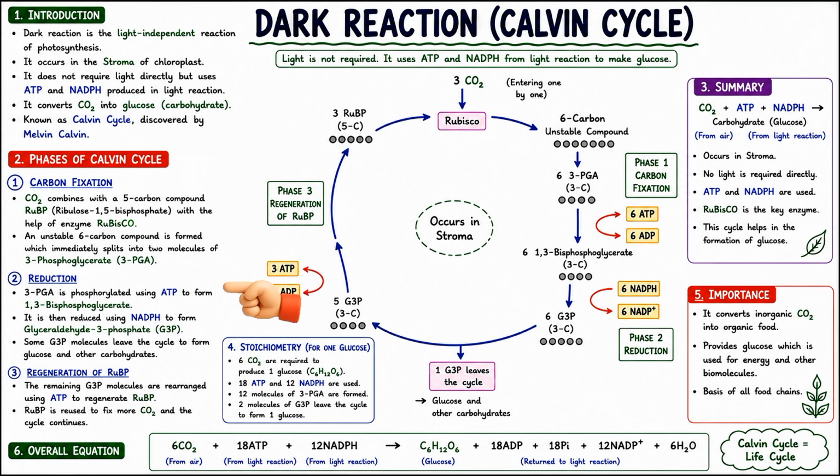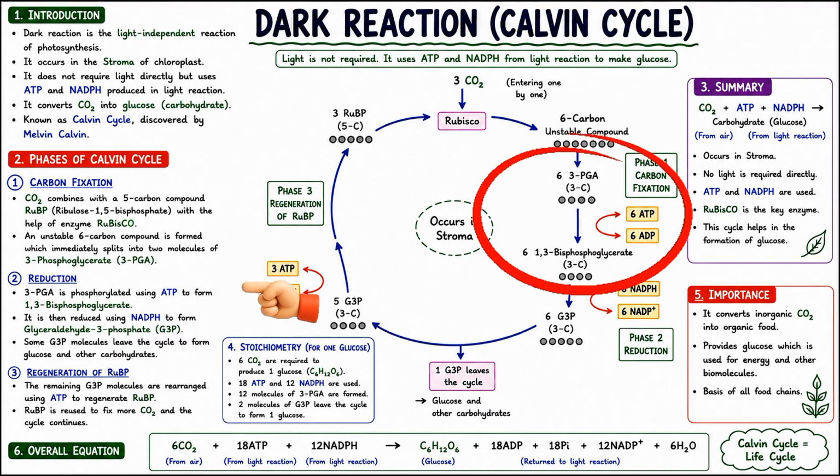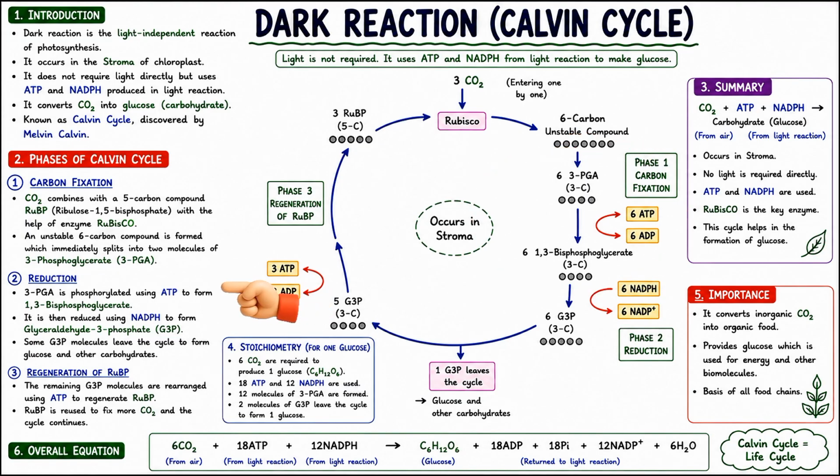Phase 2, reduction. The second phase is called reduction. Here the 6 molecules of 3-PGA are converted into a higher energy compound. First, ATP provides energy, converting 3-PGA into 1,3-bisphosphoglycerate. Then NADPH donates hydrogen and high energy electrons, reducing this compound to form glyceraldehyde 3-phosphate, commonly called G3P.